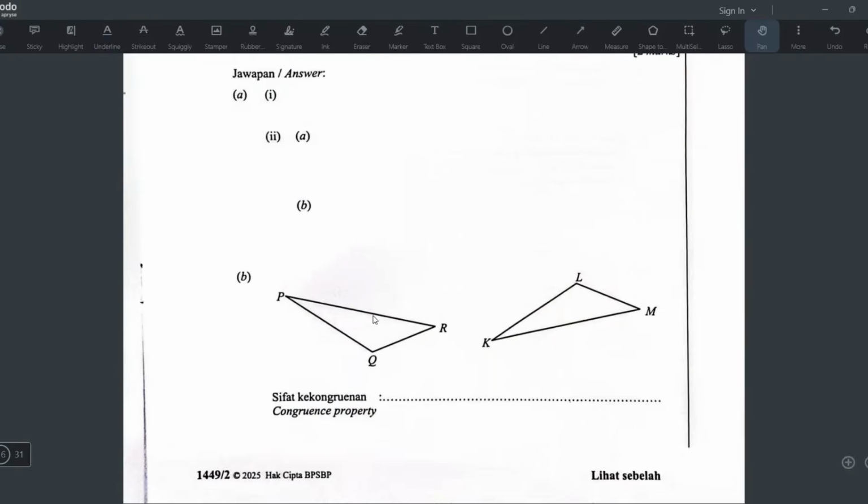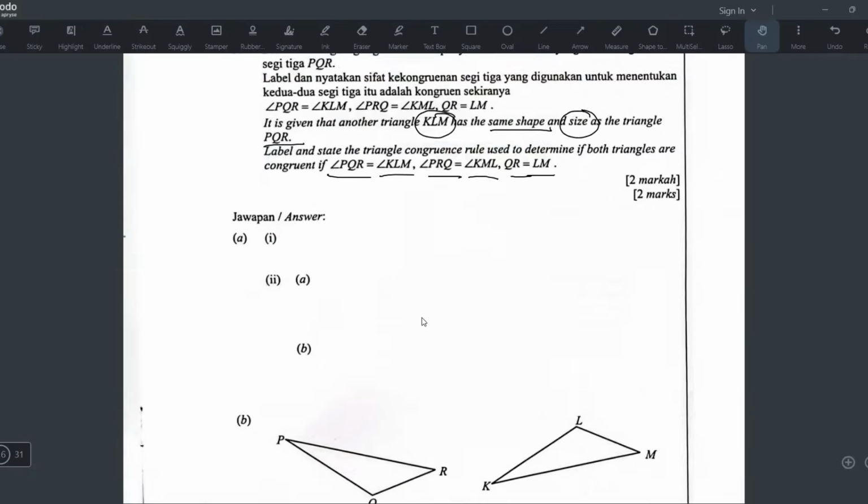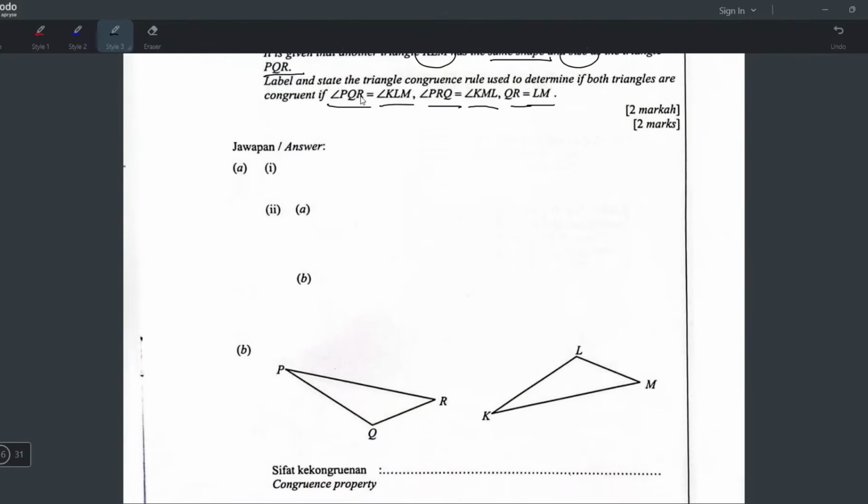Okay, yeah, they actually drew it for us already, and they also labelled the KLM for us, so that's good. So we just have to find out which angle is the same. PQR is KLM, so this angle and this angle are equal, and then PRQ equals KML. PRQ is this angle. Let's use 2 lines this time, and KML also I'll use 2 lines. Okay, and then QR equals LM. This one I'll just mark like that to show that they are the same length, and LM is like this. Okay, so they ask us to label and state the triangle congruence rule.